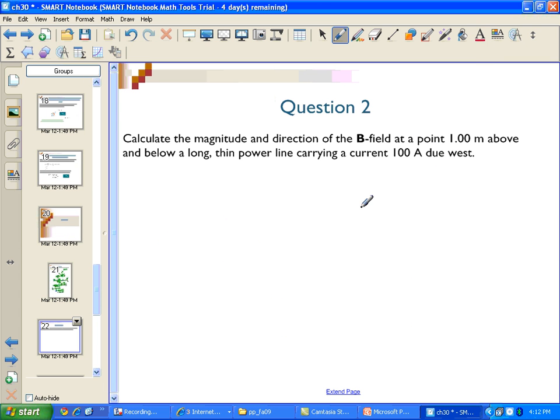Next question. Here we're asked to determine the magnitude and the direction of the magnetic field at a point 1 meter above and below a very thin, long power line. So here's our power line. It's very long compared with 1 meter. So here's 1 meter, here's 1 meter. And we're asked to determine the magnetic field at these two locations, given that the current, I, is pointing due west, which for us is to the left.